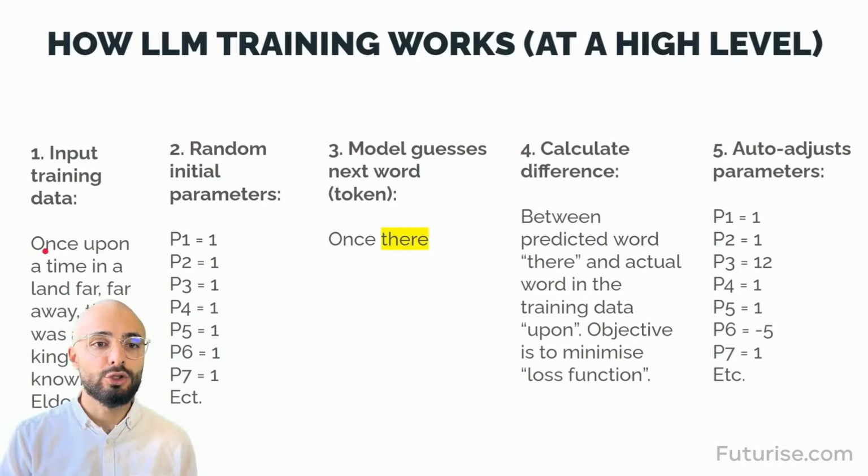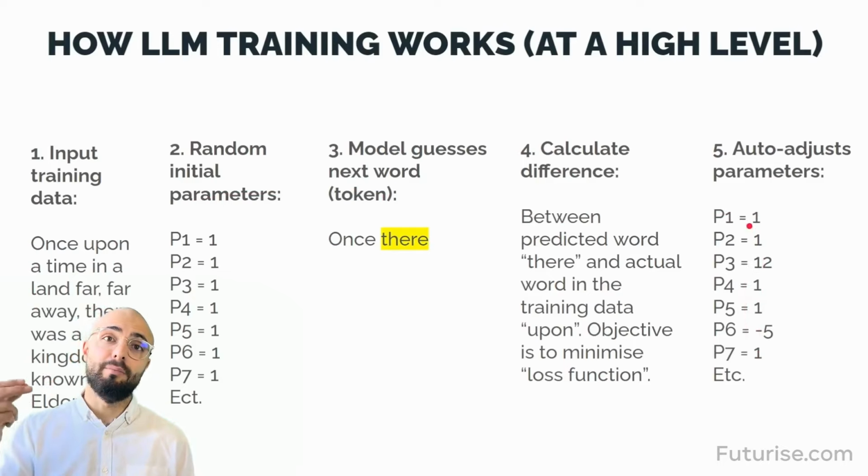Now, as it runs through more and more training data and adjusts more and more of these parameters, these models get smarter and become better at predicting what the next word should be based on the training data.